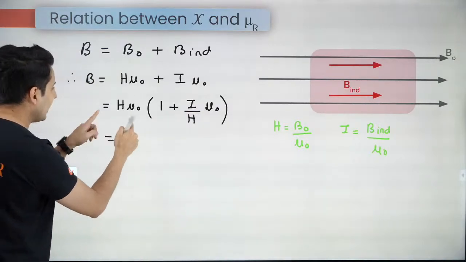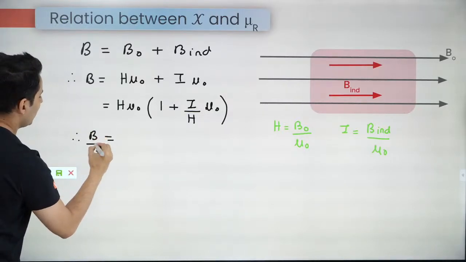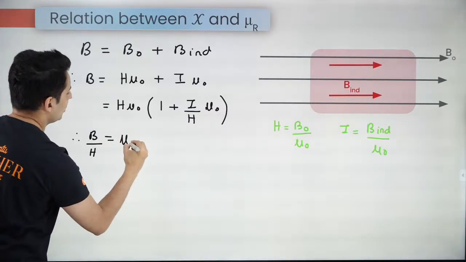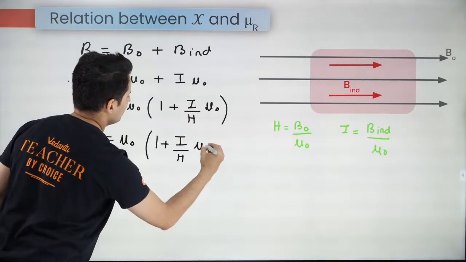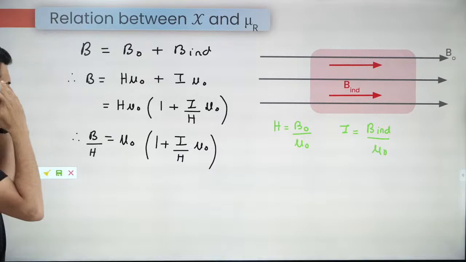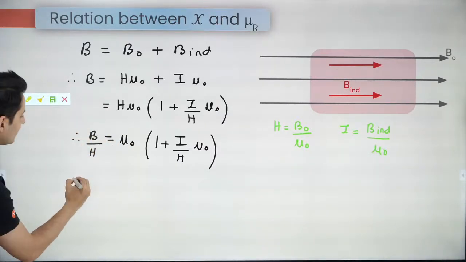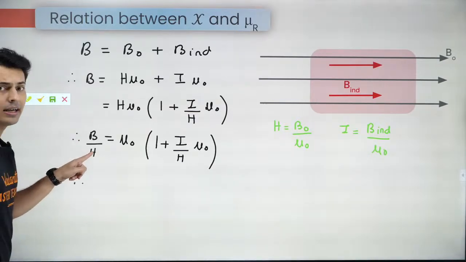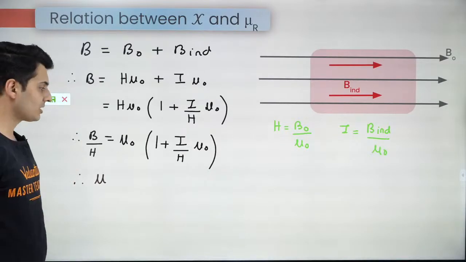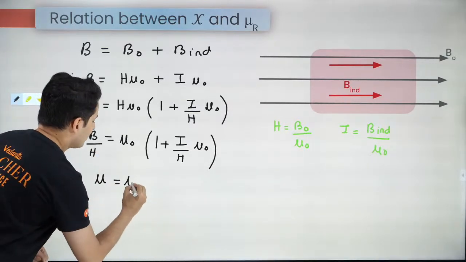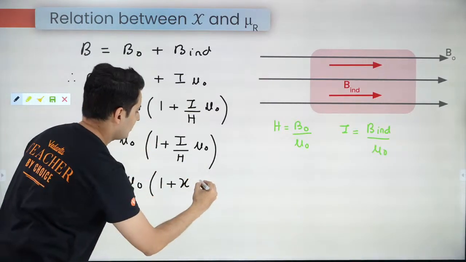So what I will do is, before doing that, I'll take H to the other side. I'll have B by H over here, I'll have mu naught over here, and I'll have 1 plus I by H into mu naught. Now try to recollect what each one of them is, guys. B by H, try to recollect what was B by H. It was just mu, permeability. What is I by H? It was susceptibility. And that's it.